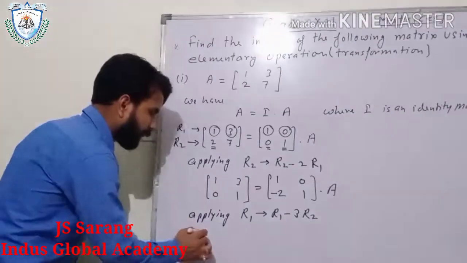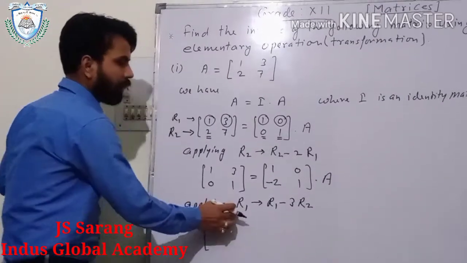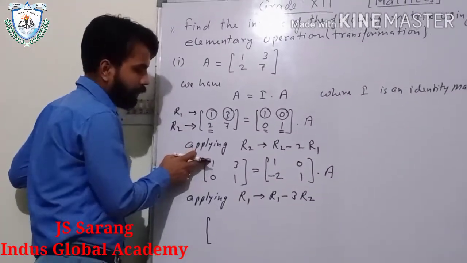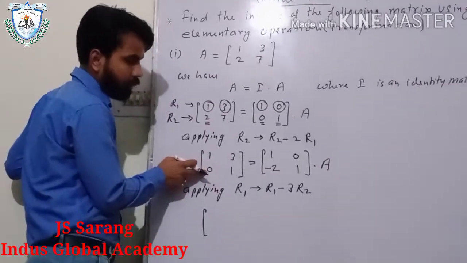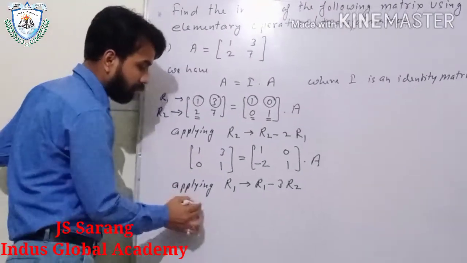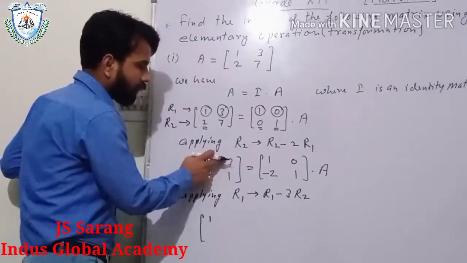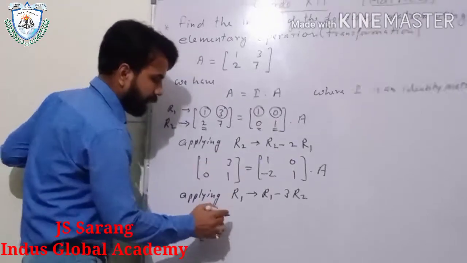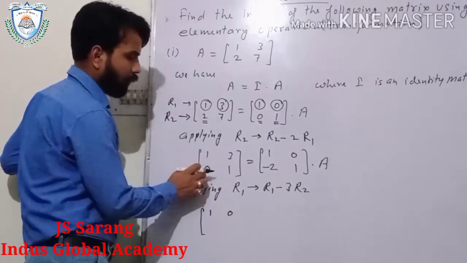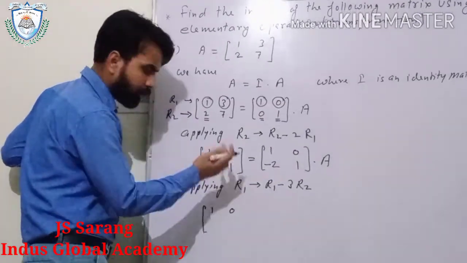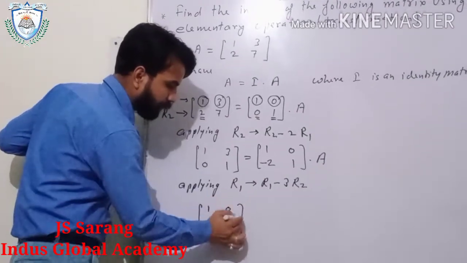So what will we get? R1 minus 3R2. So 1 minus 3 into 0, that is 0. So 1 minus 0, we will get 1. Now 3 minus 1 into 3, that is also 0. For the second row R2, there is no operation, so it will remain the same, 0, 1.